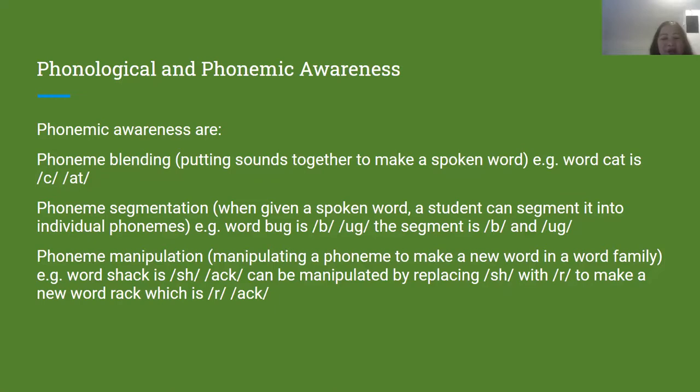Phoneme manipulation, manipulating a phoneme to make a new word in a word family. Example: the word shack, sh can be manipulated by replacing sh with r to make a new word rap, which is up.